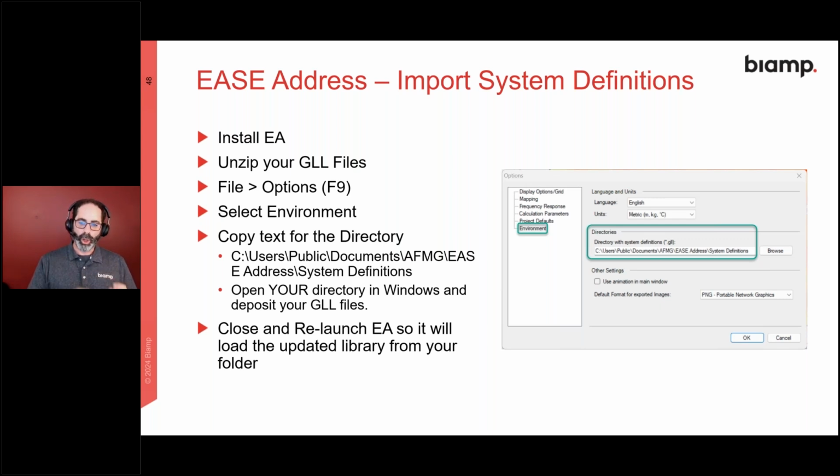And then close EaseAddress and relaunch it. And it'll look at that library and figure out which ones it can use, and it'll make them available. The ones that aren't available, that aren't licensed for the program, just simply won't work. It won't be available. And then you're up and running. You've got what you need to start doing layouts in Ease Address.